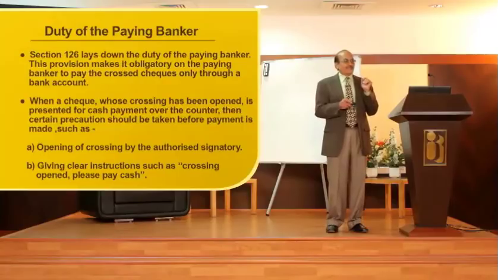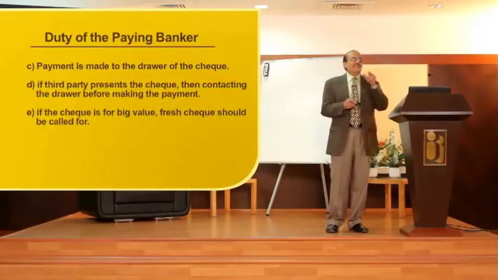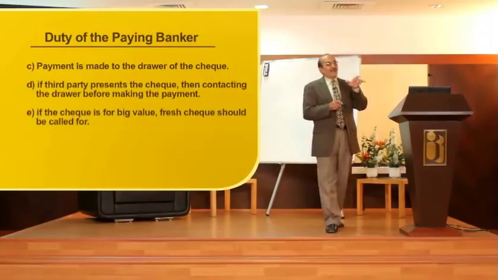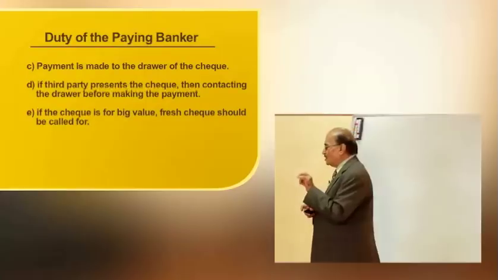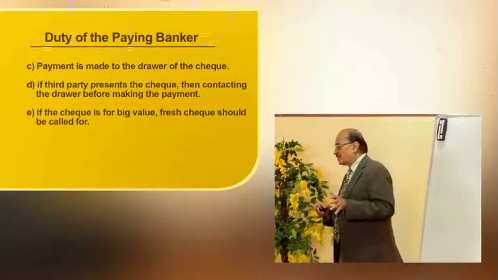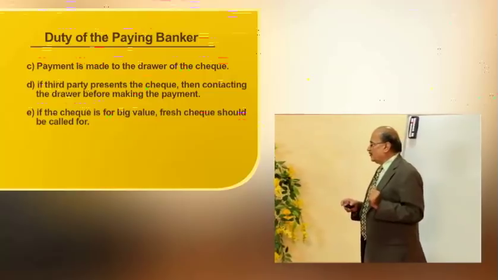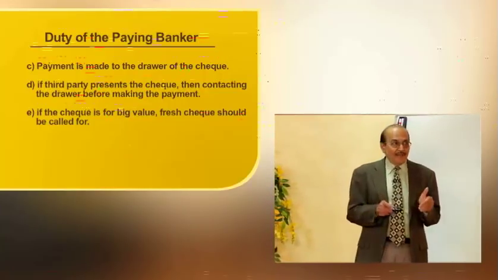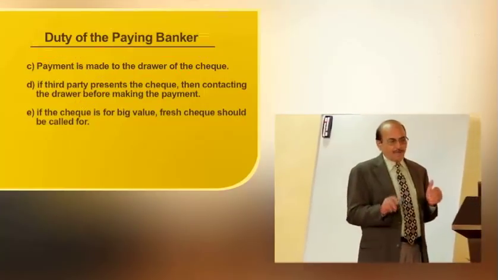And if a third party is present by chance, then the drawer needs to be contacted to ascertain, before making the payment, that the person who has come and is asking for payment is genuine and is the drawer's representative. And finally, if the check is for big value, a fresh check should be called for.